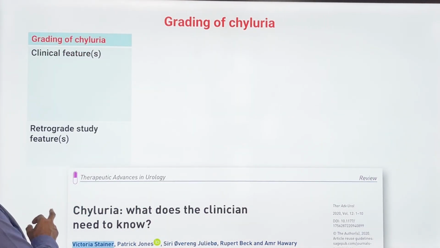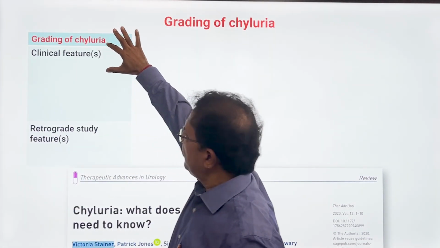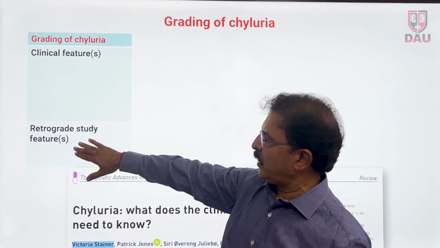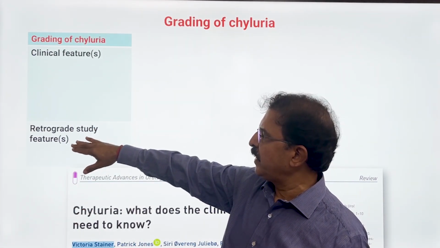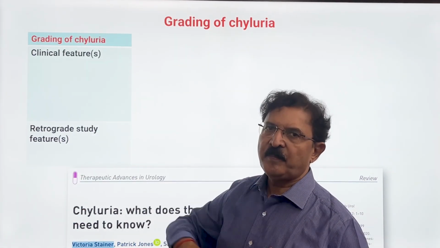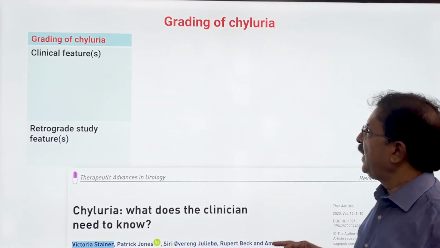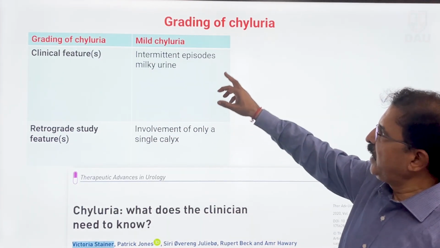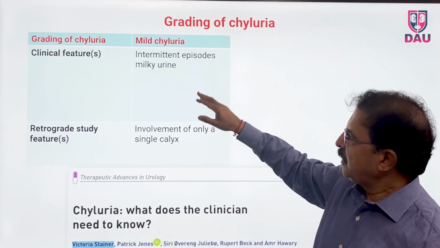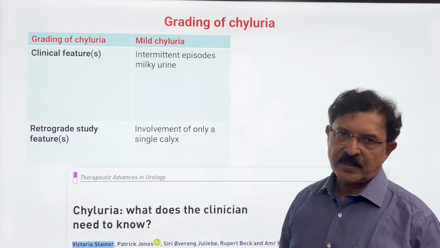For that, they have considered clinical features and retrograde study. I'll talk about this later, but I'm bringing in this information on the basis of retrograde pyelogram. What do they see in that? They have started grading the chyluria, and this is mild chyluria: intermittent episodes of milky urine, and when retrograde study was done, involvement of only a single calyx.